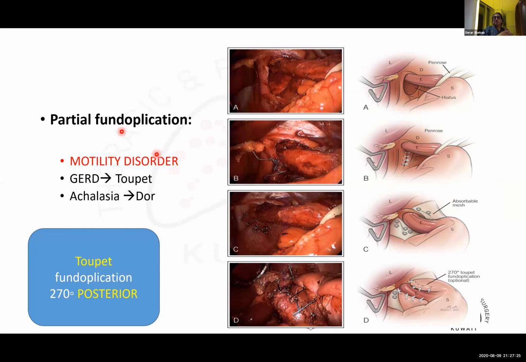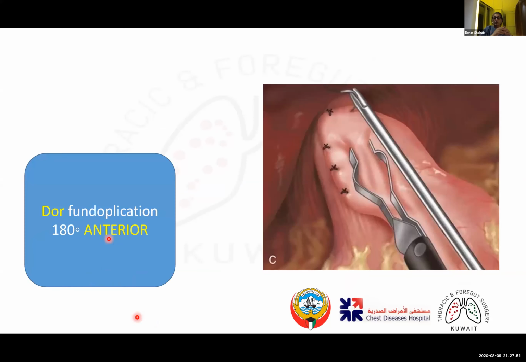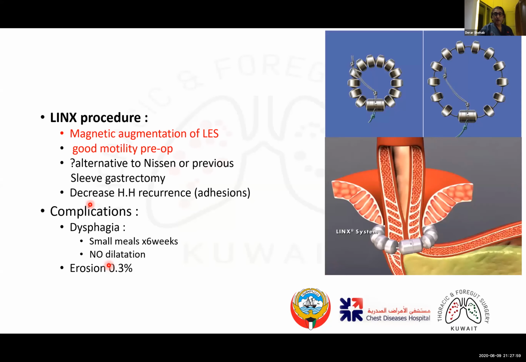Partial fundoplication is usually recommended if you have some sort of motility disorder. So, for example, if I have GERD with motility disorder, then I basically proceed with Toupet. If I have achalasia, of course, I would proceed with Dor fundoplication. Toupet fundoplication again is a posterior partial fundoplication, 270 degrees. Dor fundoplication is an anterior fundoplication, like 180 degrees.